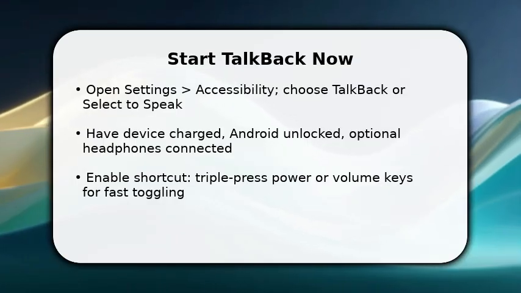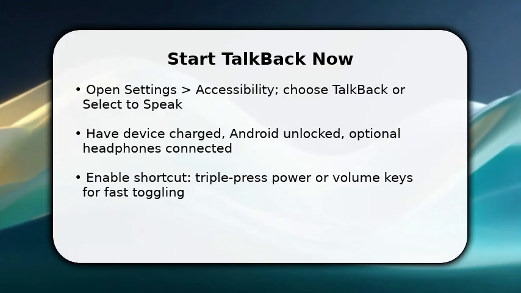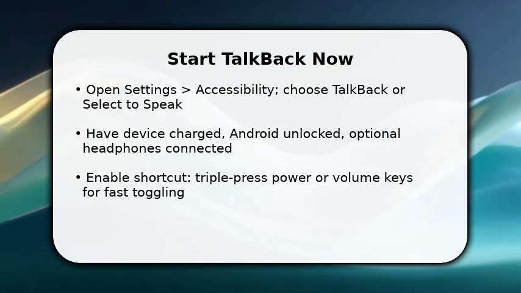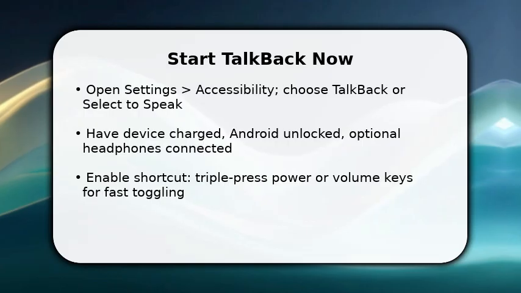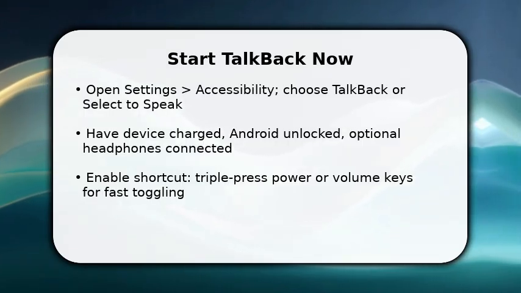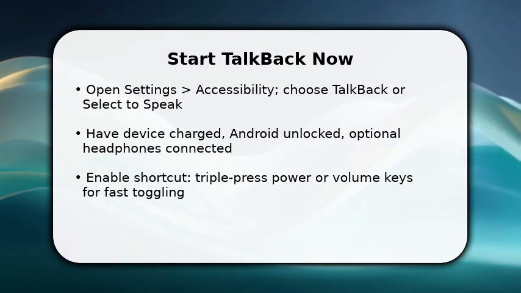You'll begin by enabling the Android screen reader so you can hear interface elements immediately. Open Settings, go to Accessibility, and turn on TalkBack or Select to Speak. Once enabled, you'll hear spoken feedback.